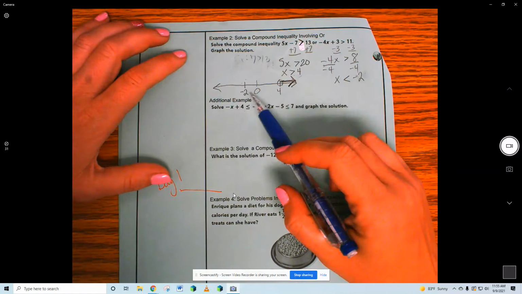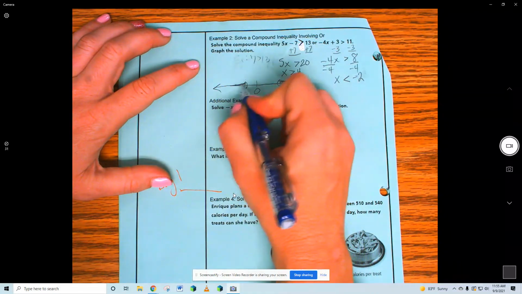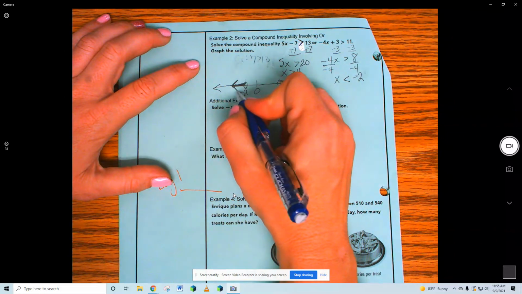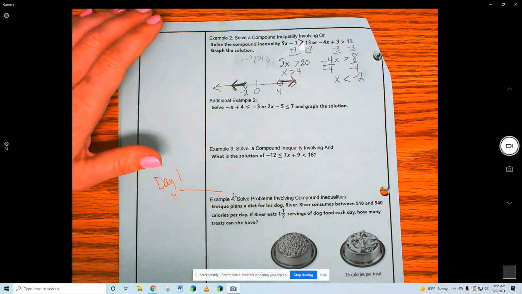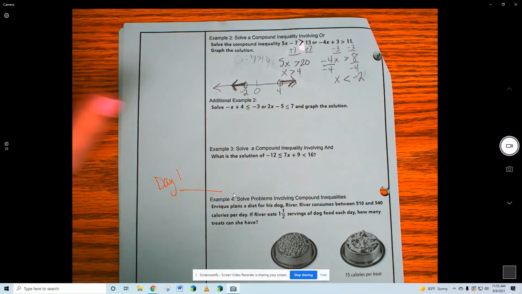And then x is less than -2. Open circle. Less than, left. This is an or. One way or another.